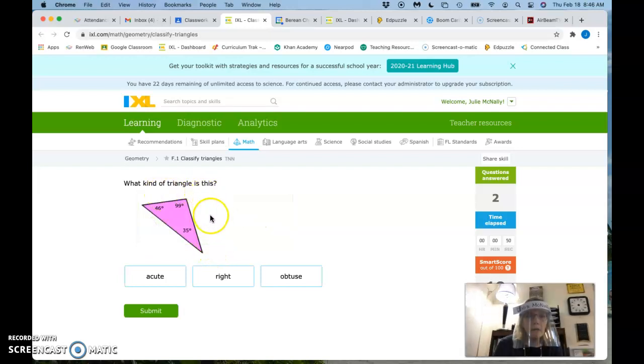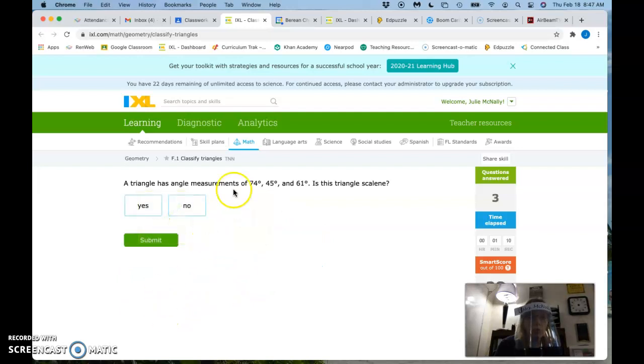What kind of triangle is this? Again, you're looking at the degrees. That's what's going to tell you what kind of triangle it is. So, are they all less than 90? No. One is 99. So if one is greater than 90, what kind of triangle is it? Obtuse. Greater than 90 is obtuse.